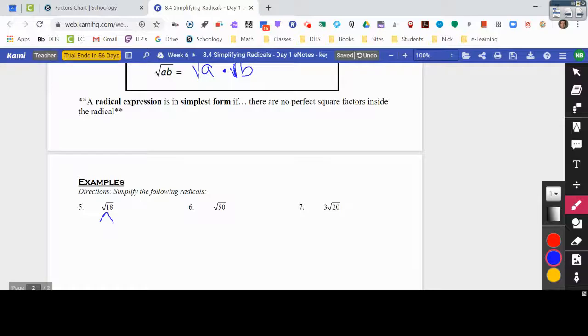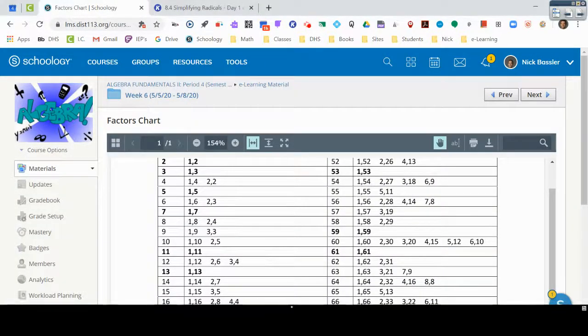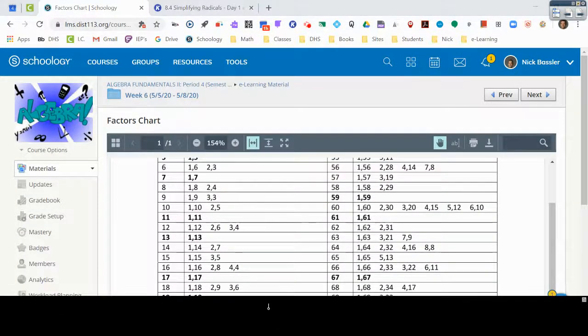One of the ways you can do this is by looking at the factor chart. Find the number 18 and look for those perfect square numbers: 1, 4, 9, 16. If we look at the numbers, we can see that 2 times 9 is 18, so there's one of those perfect square numbers. But that's going to take some time, and it's a lot of going back and forth using that chart.